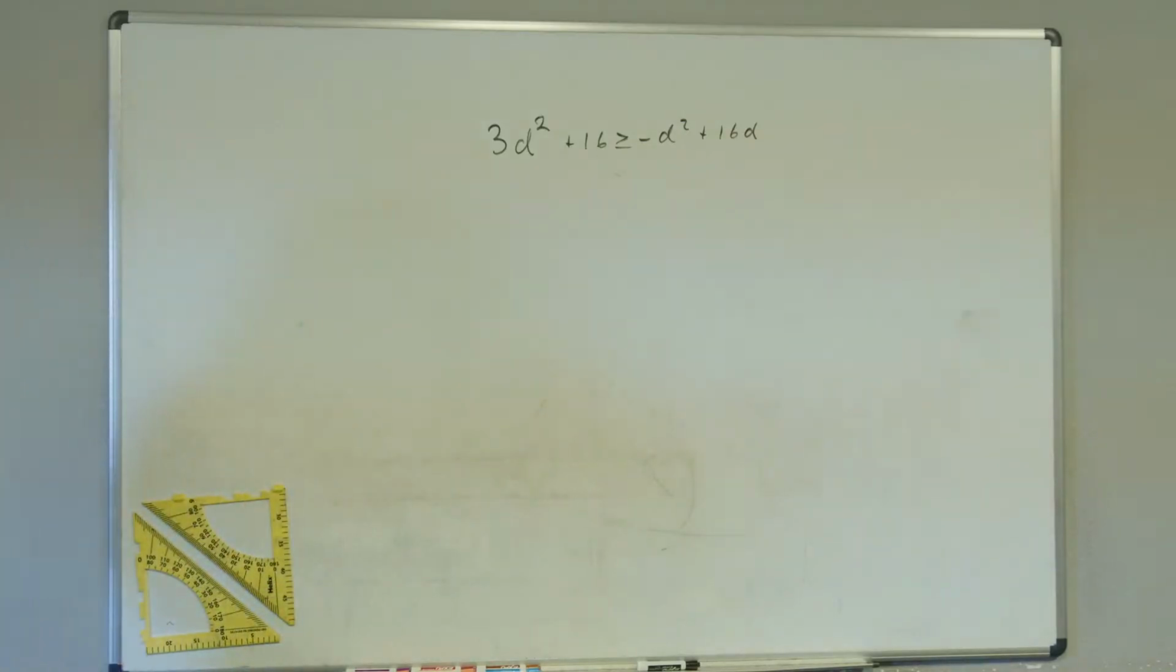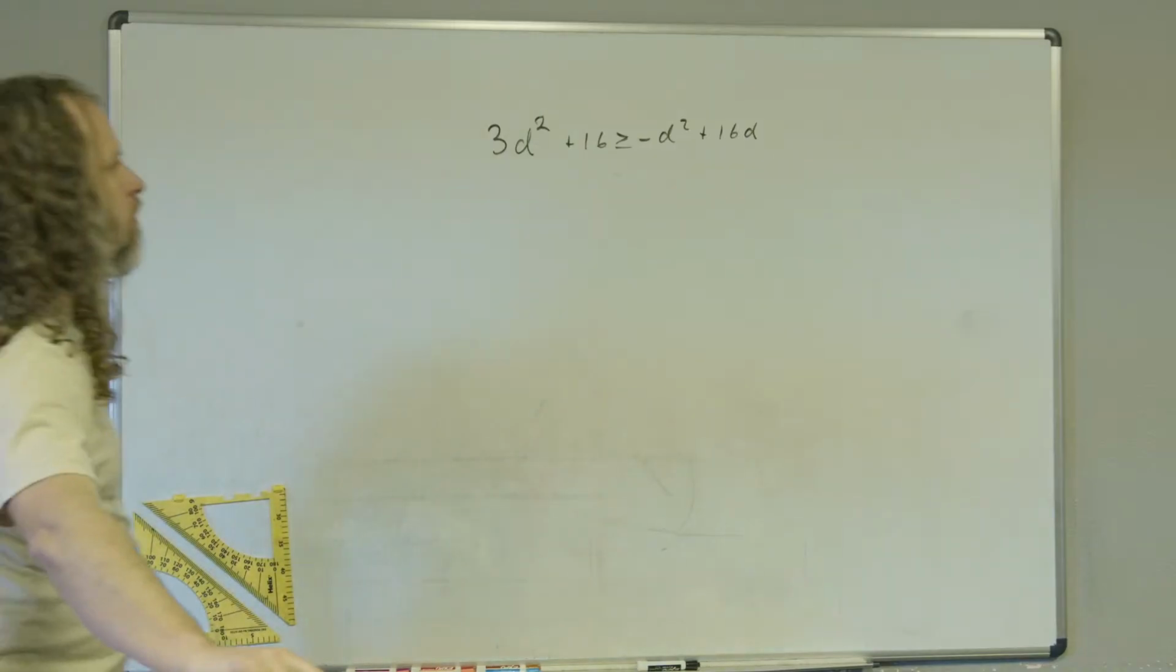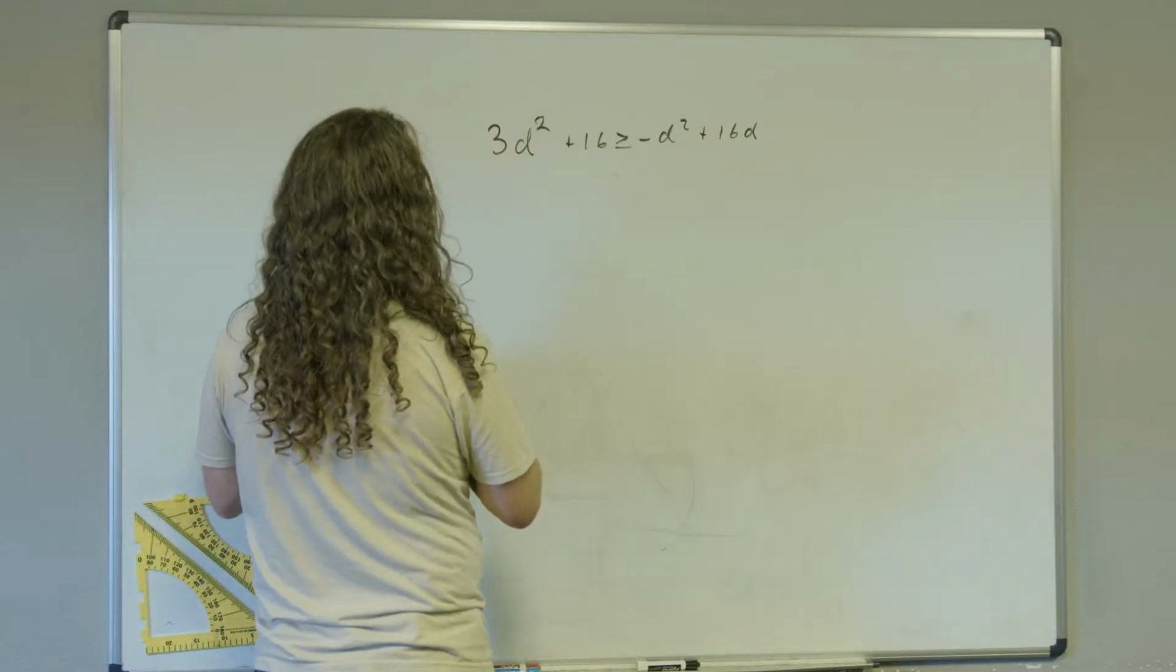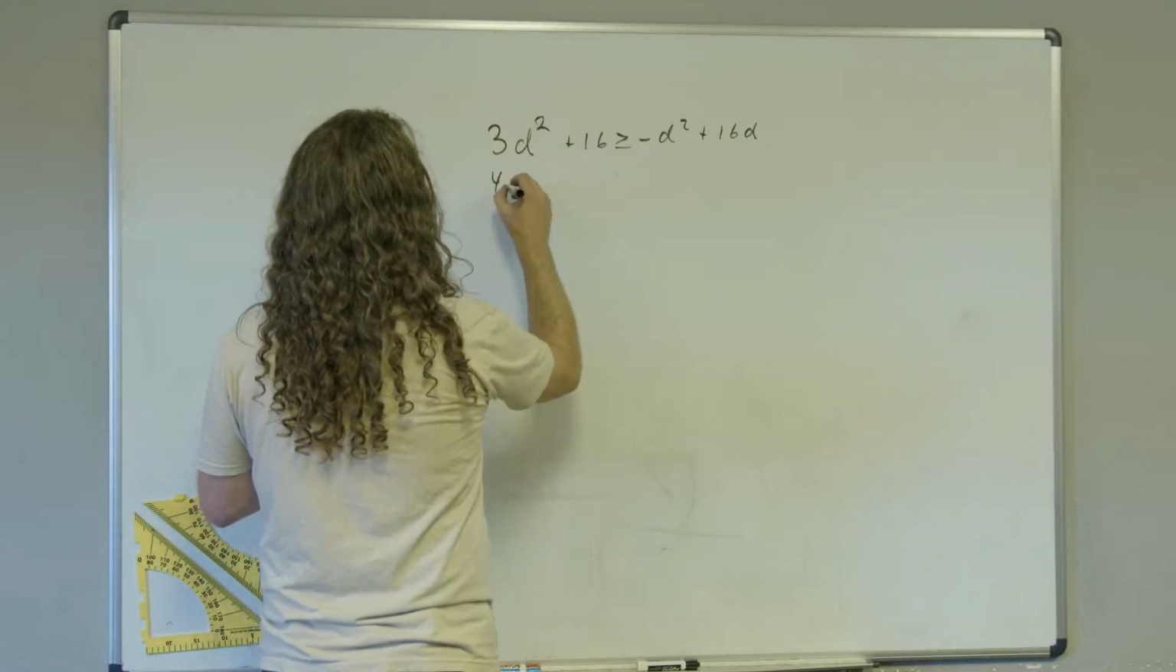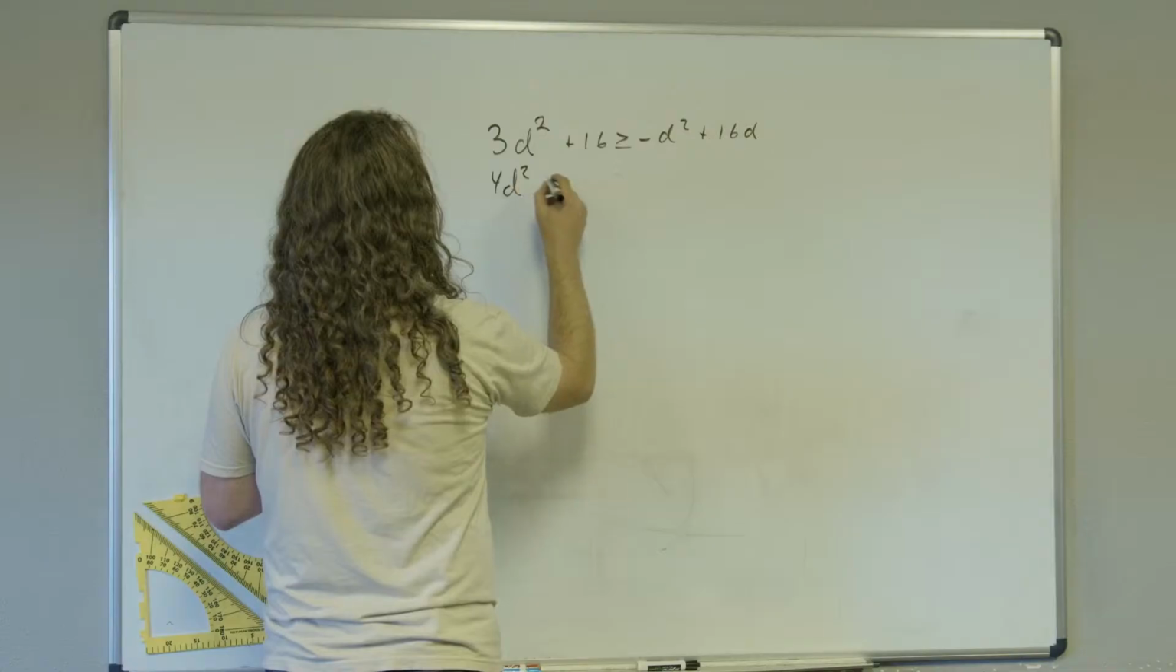We should move everything to one side. Sounds good. So add d squared, subtract 16d. 4d squared plus d squared minus 16d minus 16.